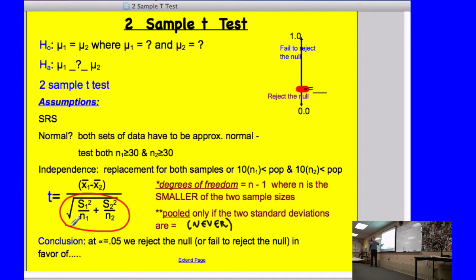This equation is really x1 minus x2 minus mu1 minus mu2. But just like a proportion, remember it was p1 minus p2, but we got to ignore it. Why do we ignore this mu1 and this mu2? Well, we have it. It's just that they're equal, right? And if they're equal, they're going to cancel each other out. So we just don't even put it into the equation. So this is your t-test.